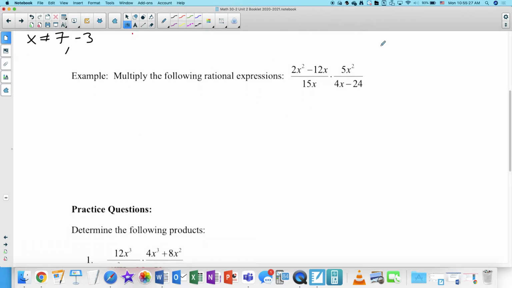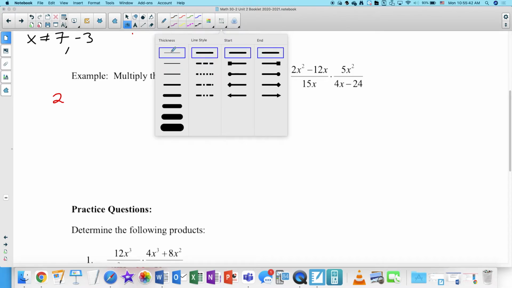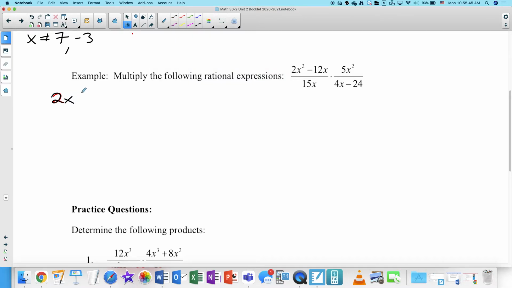All right. Multiply the following rational expressions. All right, so let's start with the first numerator. What can I do here? Take out 2x. Yeah, there's a greatest common factor of 2x. And I'm left with x minus 6 over 15x. Okay? And then the second guy, okay, so 5x squared. If you want to write that as 5 times x, you can. I'm just going to leave it as 5x squared.